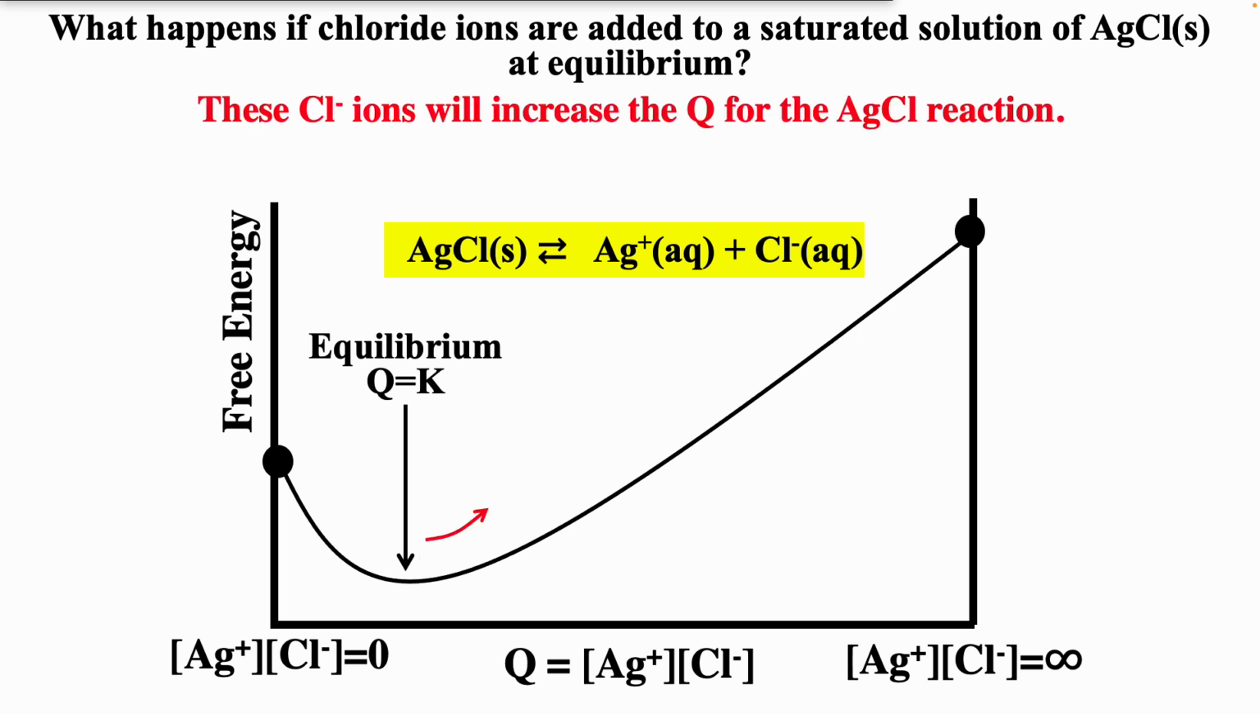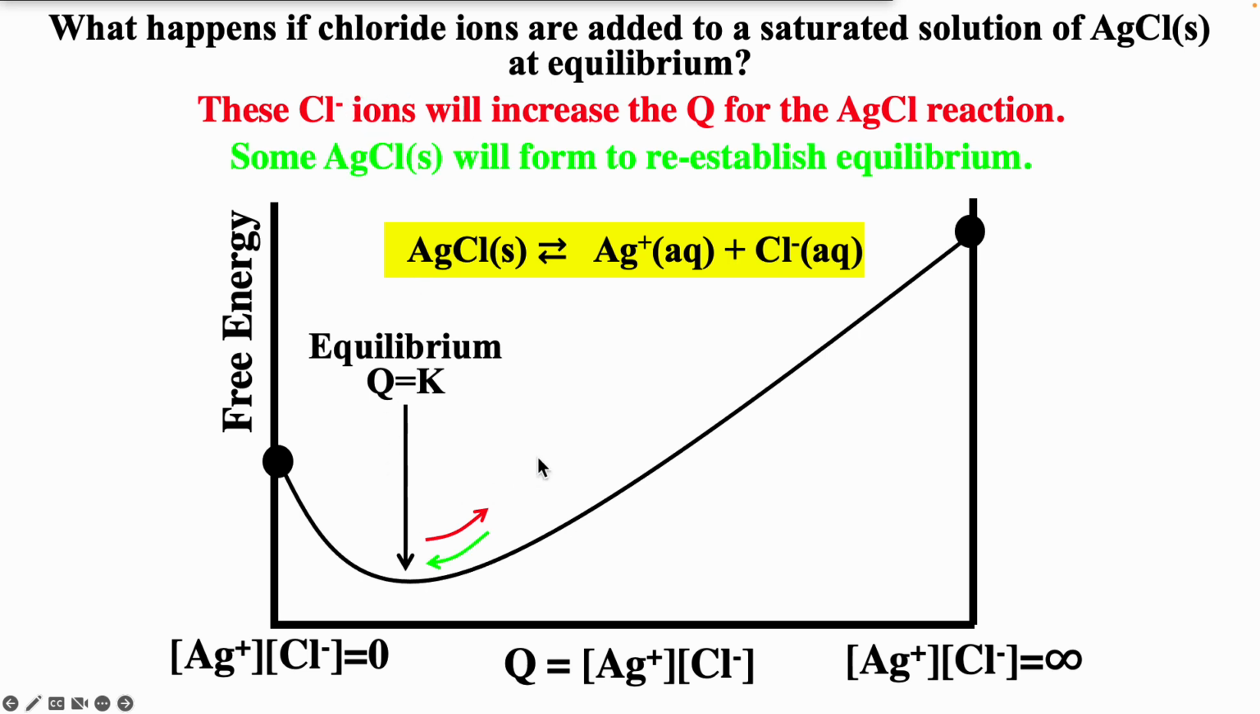Well, once you add the chloride ions, you'll increase Q, right? Q is going to be silver ion concentration times chloride ion concentration. You add chloride ions, that increases Q. And then more silver chloride solid will form to reestablish equilibrium.